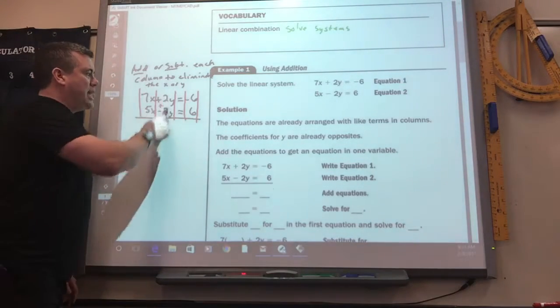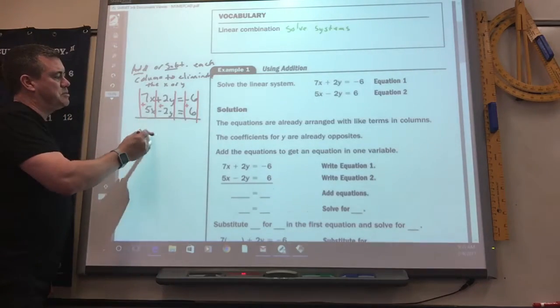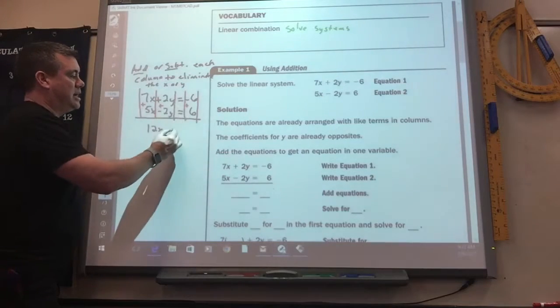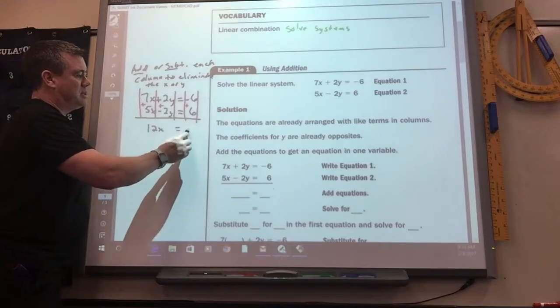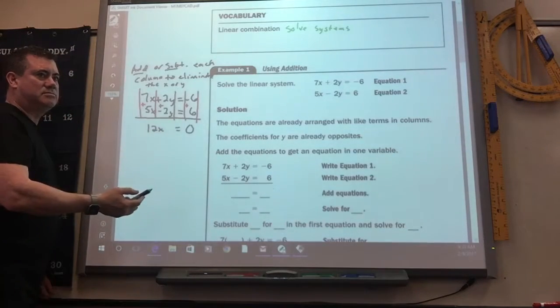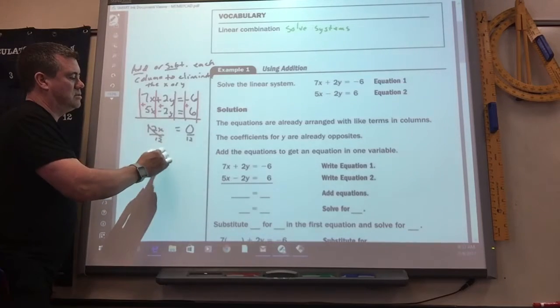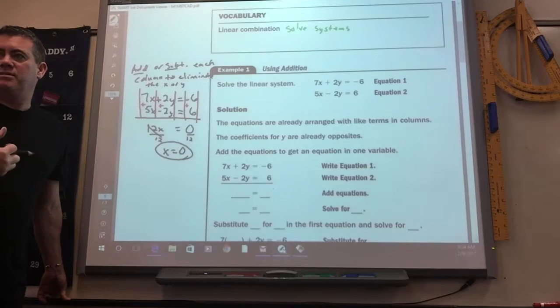So whatever you do to that to get rid of it, that's what you do to the other columns. 7x plus 5x is 12x. Equal sign drops down. These were eliminated. Negative 6 plus 6 is 0. So what's x equal to? 0. So it's a lot quicker than doing substitution.